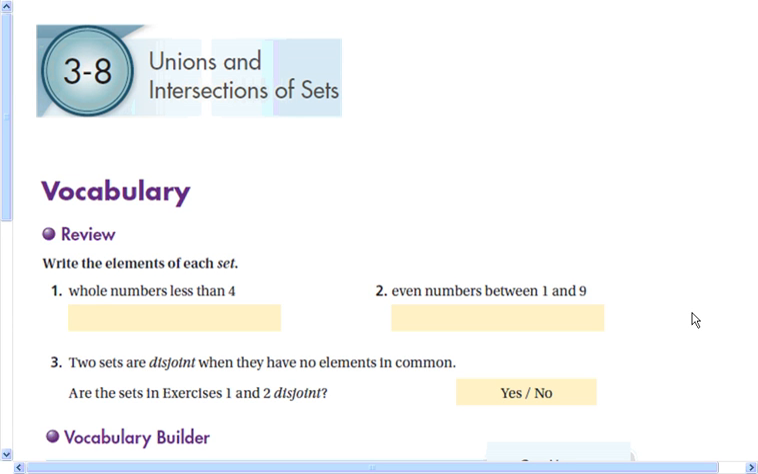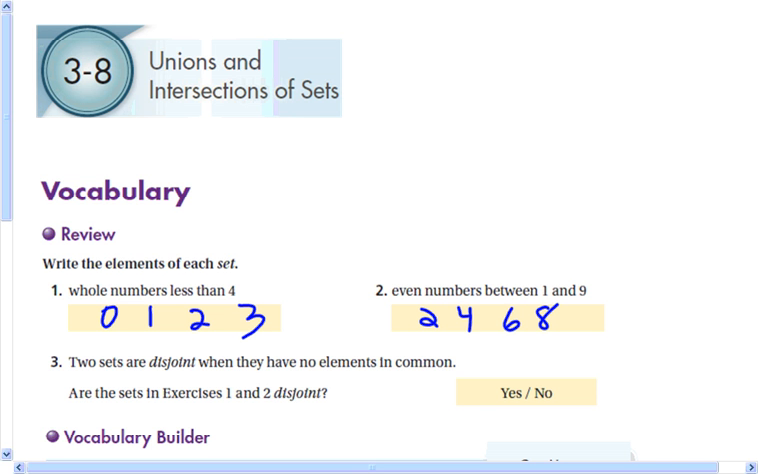All right, this is lesson 3.8, the unions and intersections of sets. You will be able to find the unions and intersections of sets after you do this lesson. Vocabulary review: whole numbers less than 4 would be 0, 1, 2, and 3. Even numbers between 1 and 9 would be 2, 4, 6, 8.